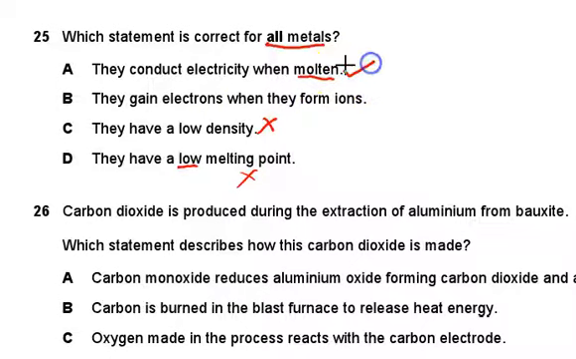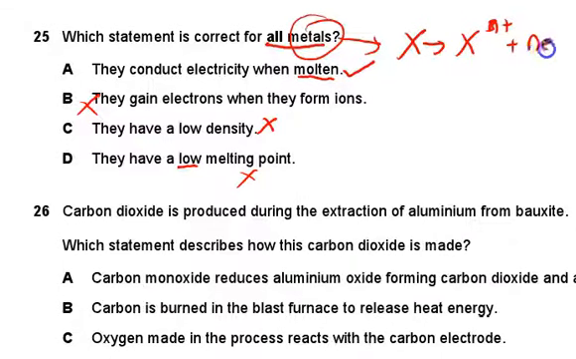Yes, all of them will conduct electricity when in molten form. They gain electrons when they turn into ions. So remember, this is wrong. All metals will release a certain amount of electrons, and all metals will form cations. So please remember this, guys. Your best answer here will be A.